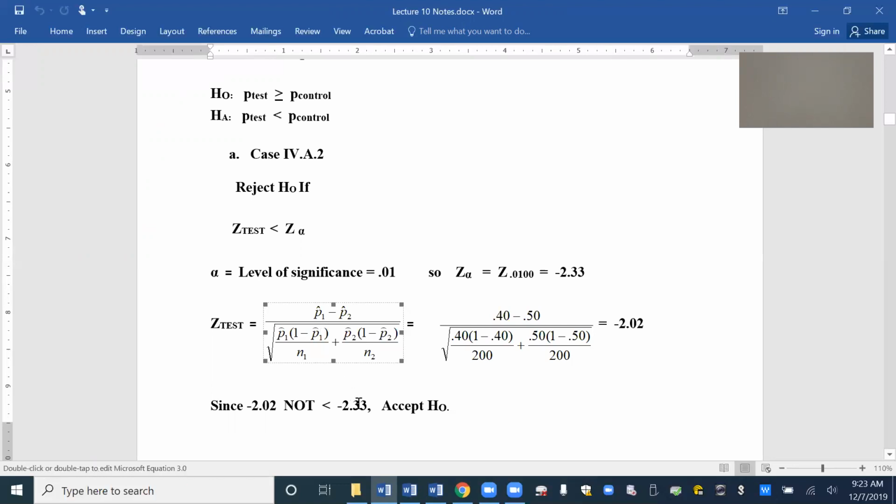Given that nasty looking formula there, we plug in our numbers, and once again, our dear and beloved prof has come to the rescue and given us a check figure. Not everybody does that, as you'll find out. All right, so I get minus 2.02. Is that more extreme than minus 2.33? The answer is no, it isn't. So you cannot prove with 99% certainty that this program reduces the rate of recidivism.